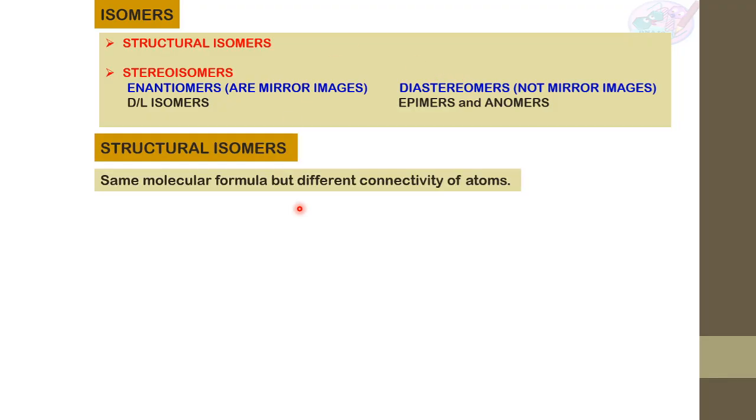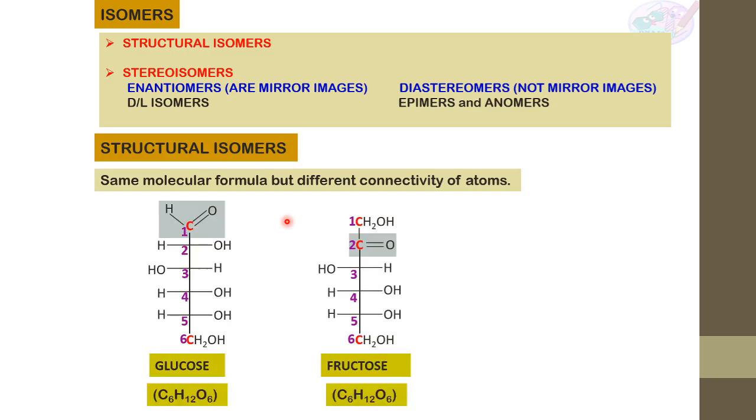What are structural isomers? They have the same molecular formula but different connectivity of atoms. So let's understand this with the example of glucose and fructose. Glucose and fructose have the same molecular formula of C6H12O6, but they are different because glucose has an aldehyde as the carbonyl carbon, whereas fructose has a ketone as the carbonyl carbon.